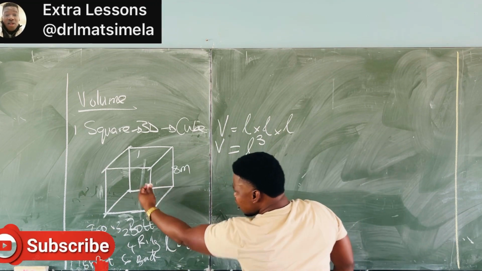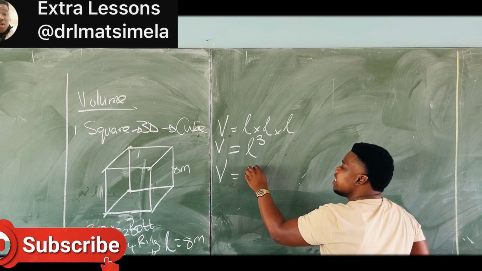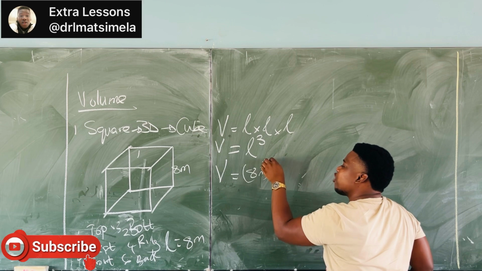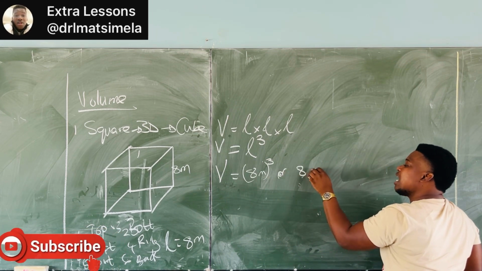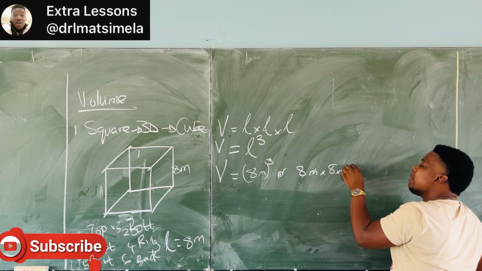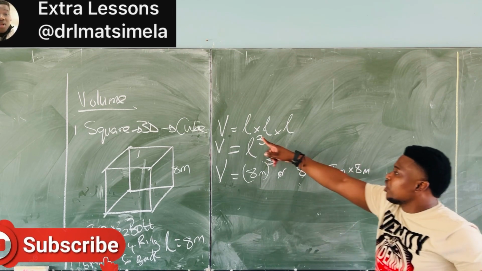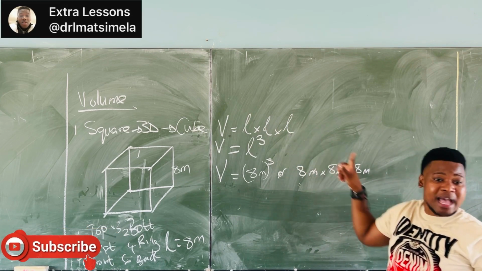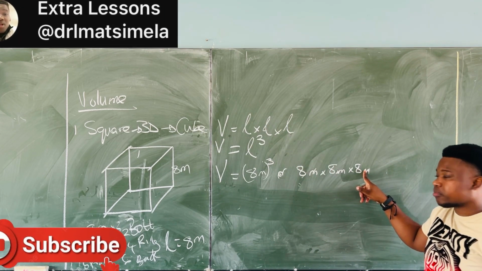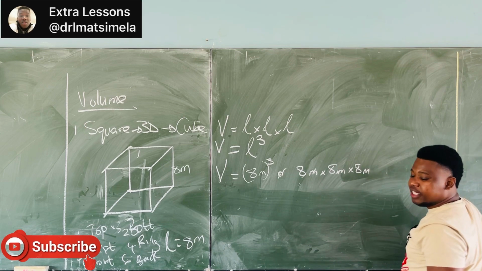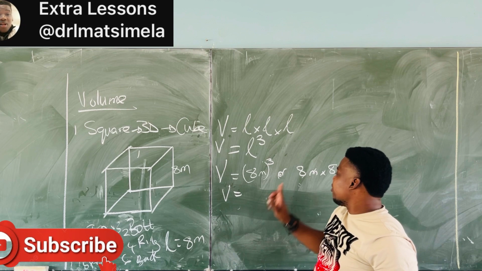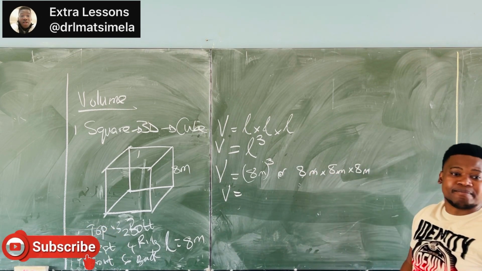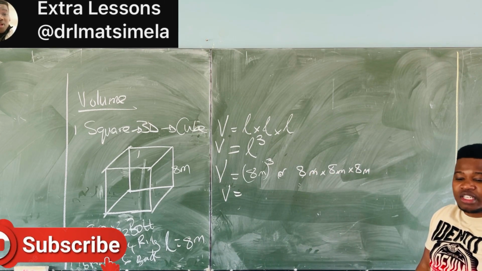So the volume for this cube is simple. V is equal to 8 meters to the power of 3, or someone can say 8 meters multiplied by 8 meters multiplied by 8 meters, because it's length multiplied by length multiplied by length. Are we clear? Yes. Good. Now if you have a calculator, how much will 8 to the power of 3, or 8 times 8 times 8, give you?